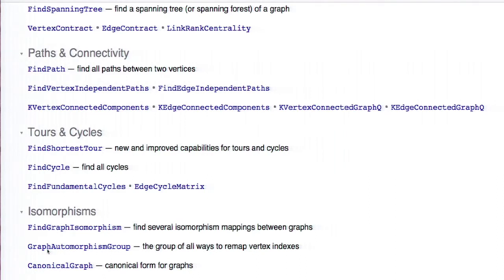Yes, right. Oh, sorry, that was a mistake. Isomorphism is between two different graphs, but yes, automorphism is on the same graph.